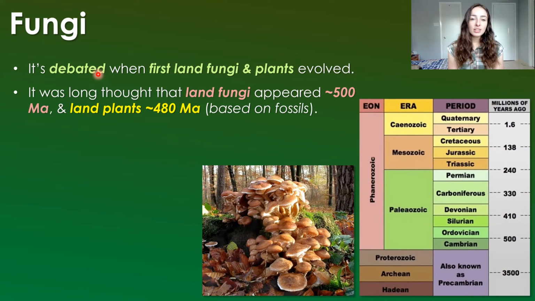But for a long time, it was thought that land fungi evolved around 500 million years ago and land plants around 480 million years ago.